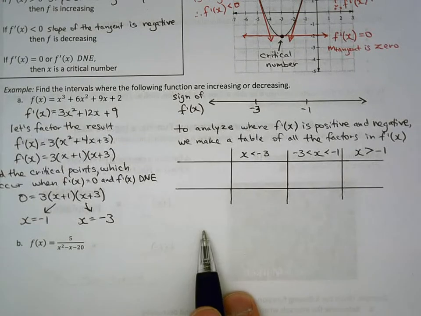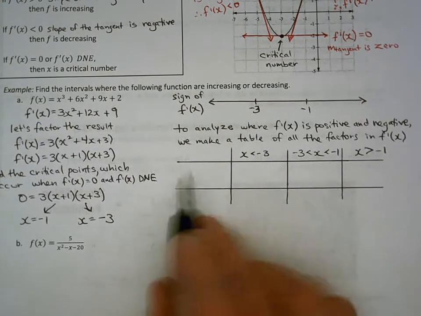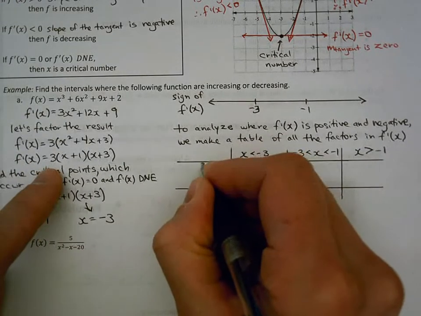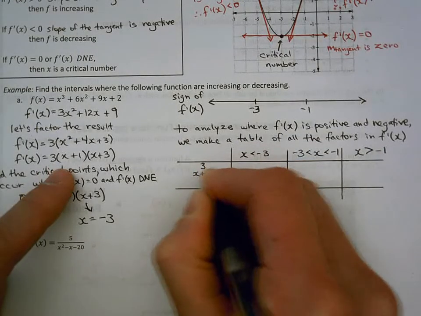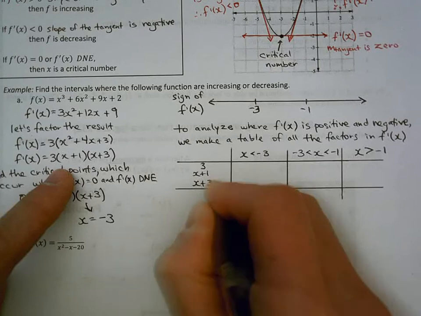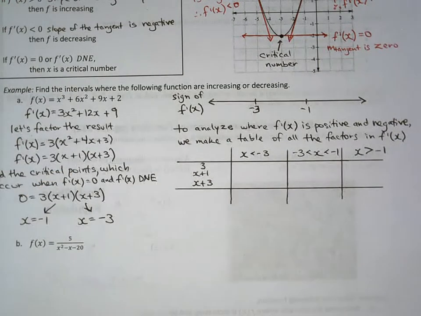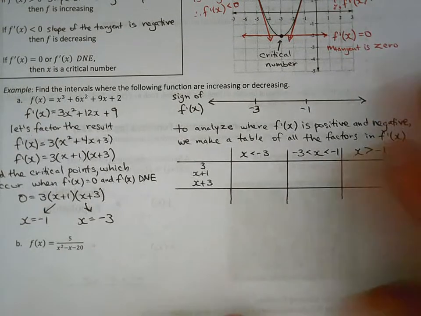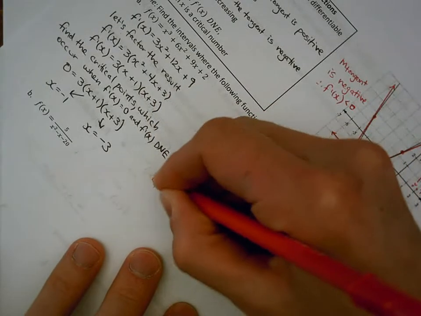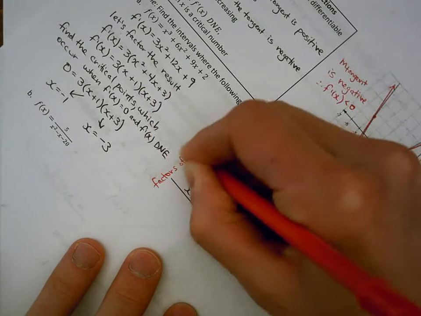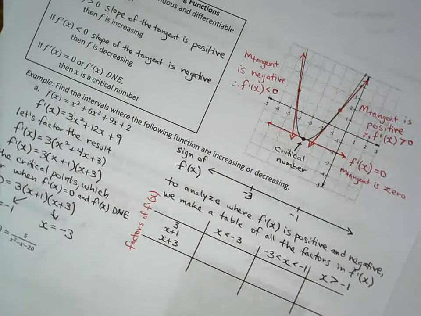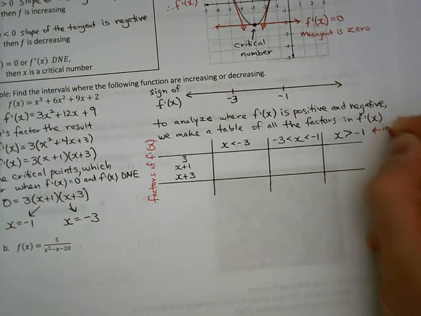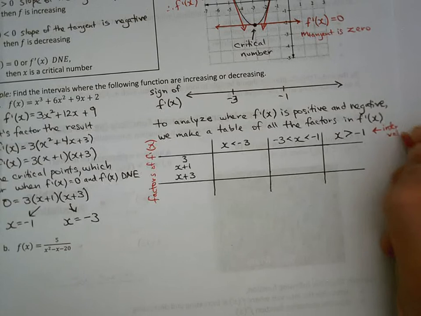On the left-hand side, I'm going to write all the factors of the derivative. So where's my derivative? Oh, here it is. I've already factored it, which is great. So one of my factors is 3. Another one is x plus 1. And the third one is x plus 3. Okay, so I'm just going to label this. Along here, I write the factors of f prime at x, and along here, I write the intervals.